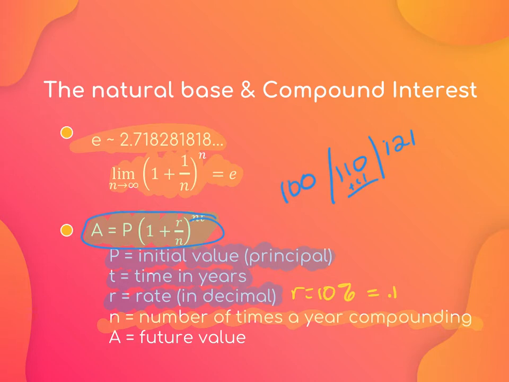If it's quarterly, it's going to happen 4 times a year. And then A is the result. A is the money you have at the end of the number of years. This formula definitely needs to go on a reference sheet. You definitely want to know this formula, which is P times 1 plus R over N to the NT. Honestly, we plug it in and let our calculator do the work.